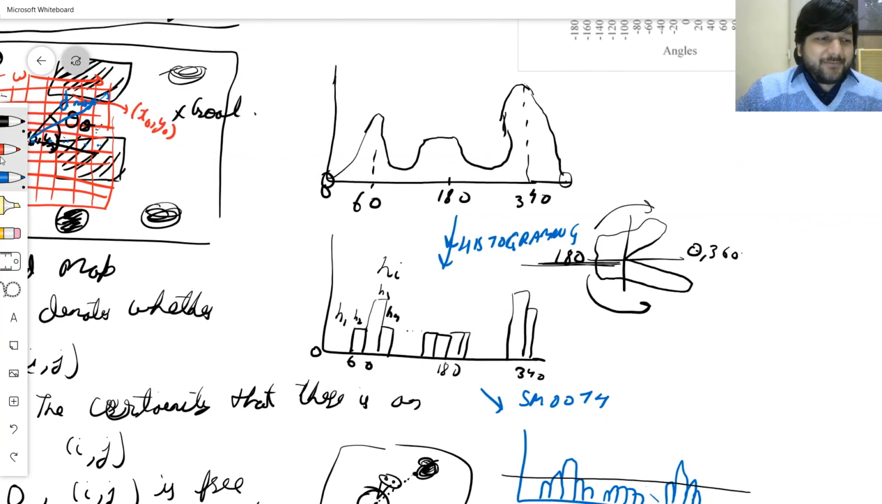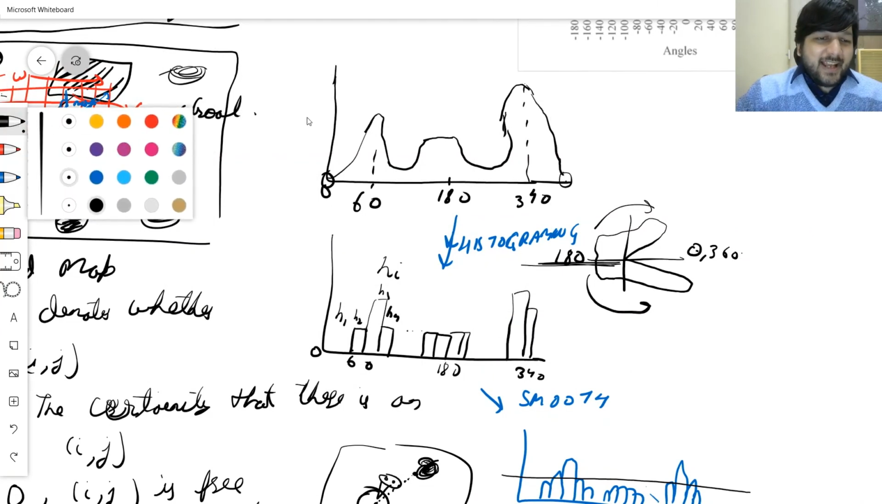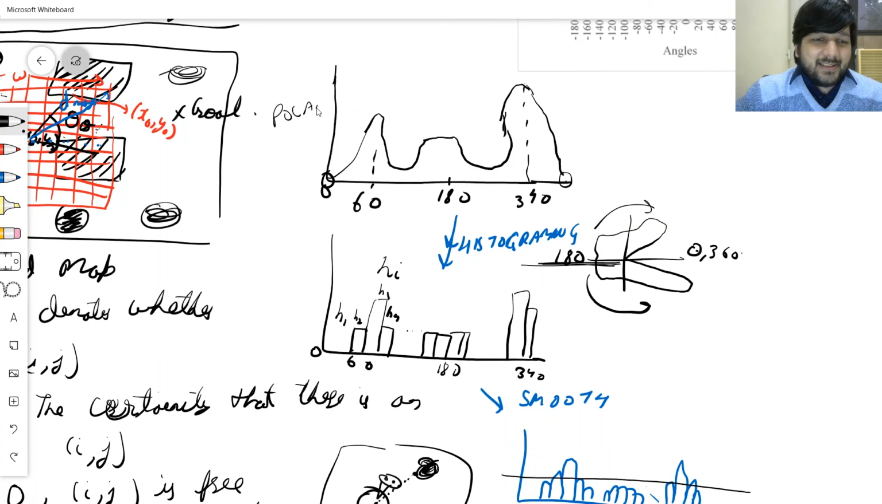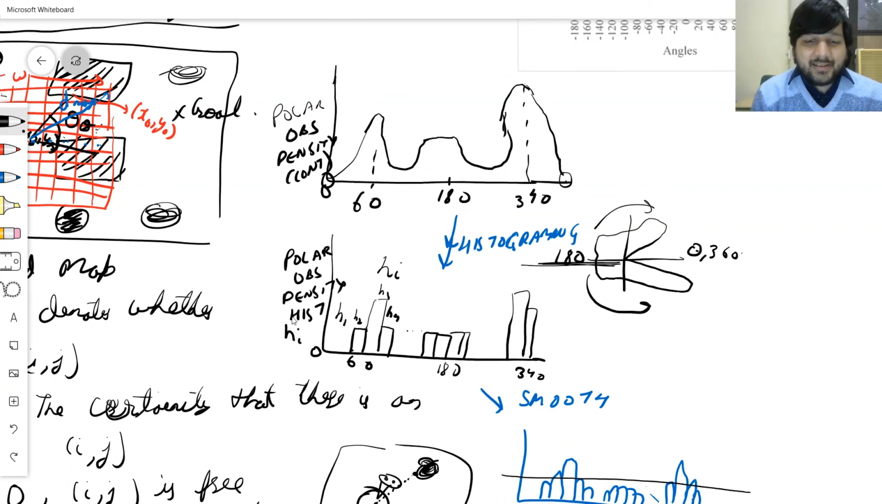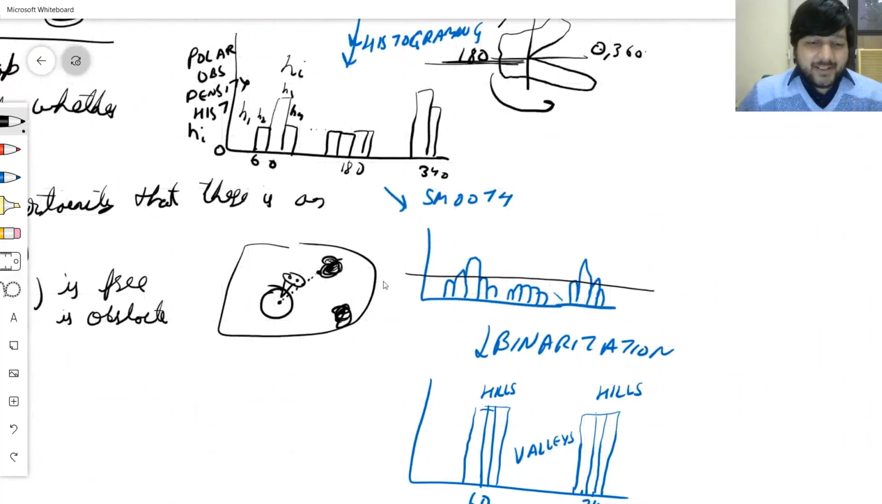So let's first summarize: we had a polar obstacle density that's continuous. Then we had a polar obstacle density histogram, HI. We smoothed it up, HI smooth, and we created them as hills and valleys, binarized.